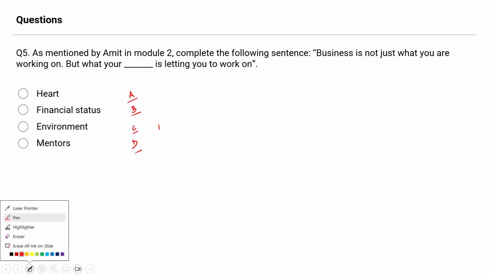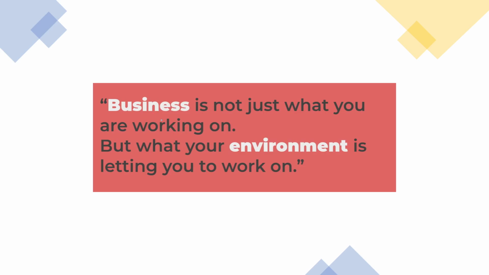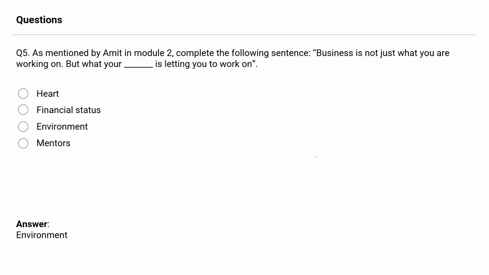I can see in the chat, some of you have mentioned option C again. Business is not what you are working on, but what your dash is letting you work on. Is it your heart? Is it your financial status? Is it your environment? Or is it the mentors? Got two votes for environment. Let's see. Business is not just what you're working on, but what your environment is letting you work on. So well done, both of you. The correct answer is environment. Very well done.